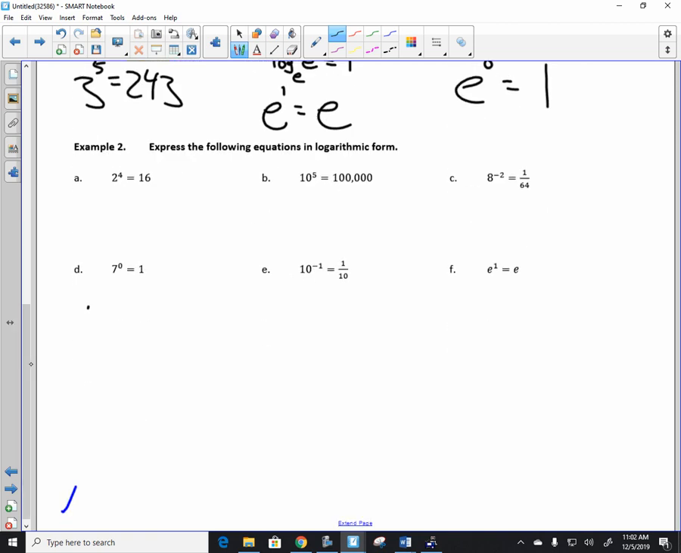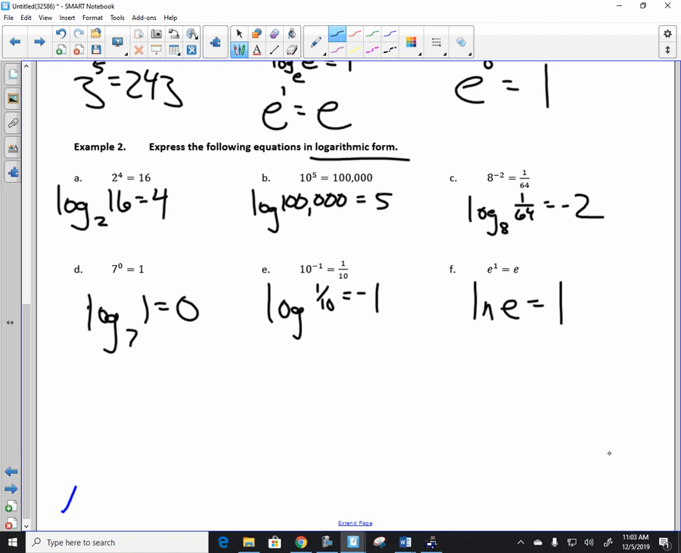Let's express these in logarithmic form. So we're going to say log with a base. What's my base? 2 of what? 16 is equal to 4. Excellent. You do B, C, D, E, and F on your own. Go.